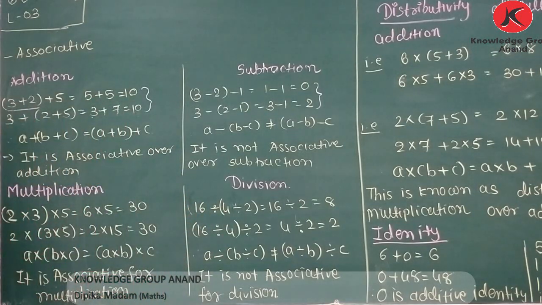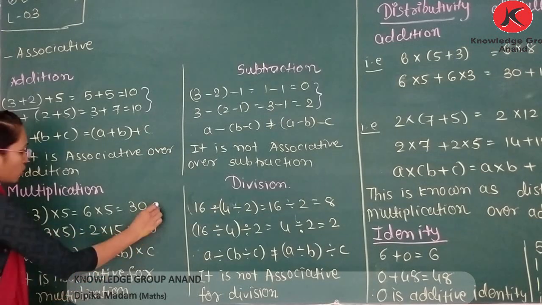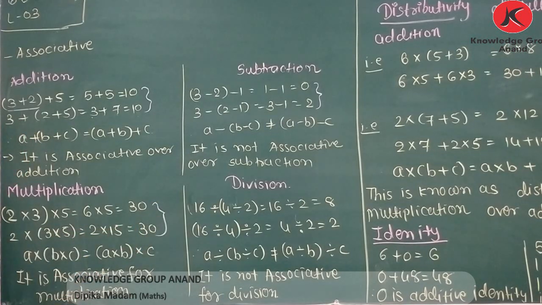Next, multiplication. Here three numbers are there: 2, 3 and 5. We will perform the multiplication of the first two. 2 threes are 6. Multiply by 5 is 30. Now we will perform the multiplication of the last two: 3 multiply 5 is 15. 15 twos are 30. Both answers are the same. It means you can change the group in a multiplication.